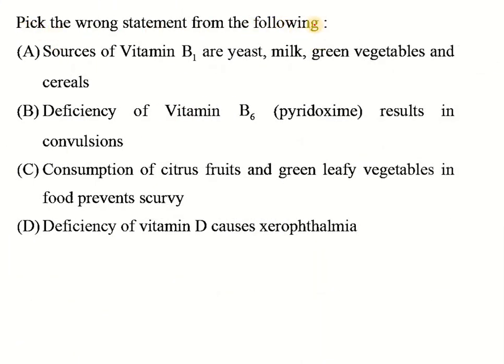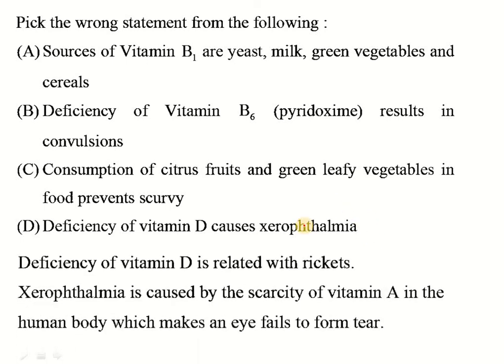Pick the wrong statement from the following. Sources of vitamin B1 are yeast, milk, green vegetables and cereals. Deficiency of vitamin B6 pyridoxine results in convulsions. Consumption of citrus fruits and green leafy vegetables in food prevents scurvy. Deficiency of vitamin D causes xerophthalmia. But rickets is the actual deficiency disease of vitamin D. So the wrong statement is option D. And in case of vitamin A, xerophthalmia is the deficiency.